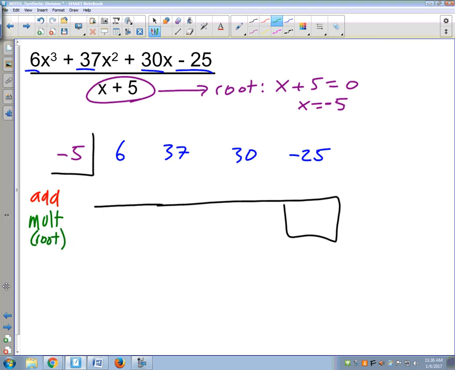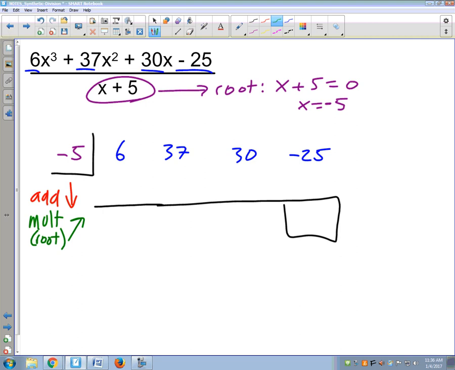Remember what our root was for this problem? -5. All right, so we're going to add. When we add, we're always going to be adding going down. And when we multiply, the result of our multiply is going to travel up and to the right. All right, so that's it. We just add, multiply, add, multiply, add, multiply until we fill out those 2 bottom rows.